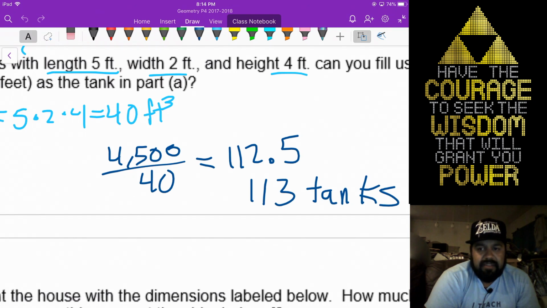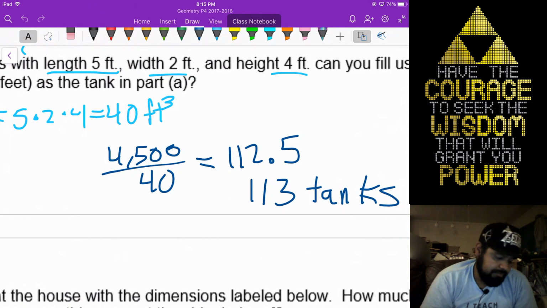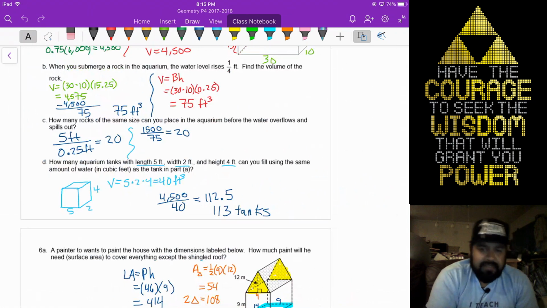But just like the lollipop principle that I was telling you about, you can't just use part of a tank. Like you can't just say, I need 112.5 tanks. You need 113 tanks overall. So that's why we round our answer for this one. And even if it was something like 112.2, you would still round it up to 113 because how many tanks do you really need? You need that extra tank. So that's what we do for that one, Rough McGruff.